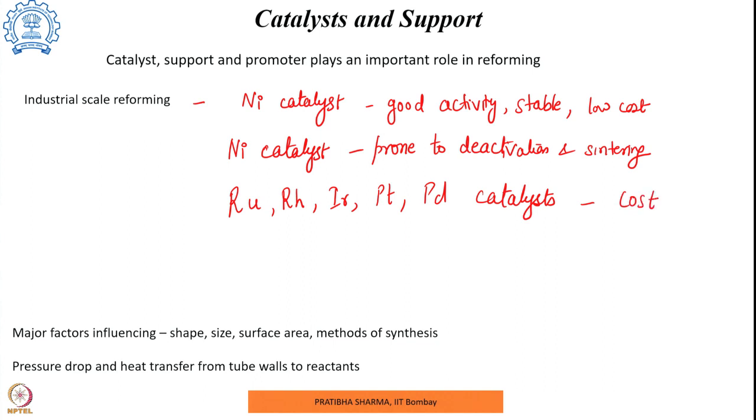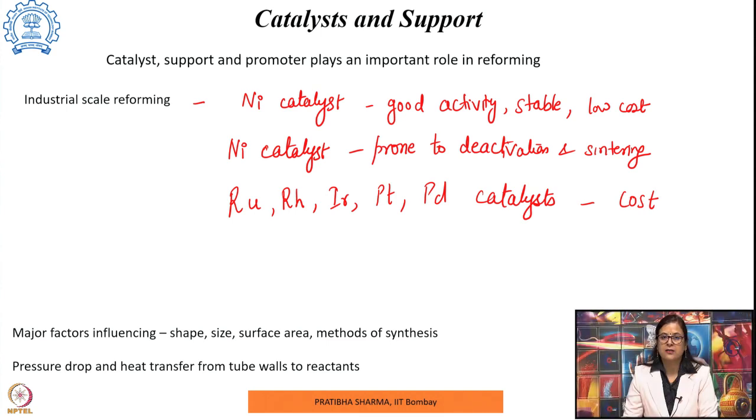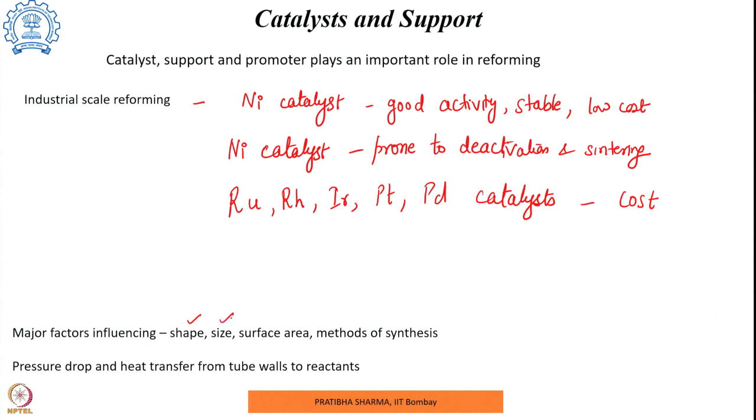Now, there are several factors which also affect the heat transfer, the pressure drop, and the conditions inside the catalyst bed. Primarily, if we look at the catalyst design, we have to consider factors like the shape of the catalyst, the size of the catalyst, the surface area associated, and the methods by which these are synthesized, which also affect the catalytic process. All these factors can affect the pressure drop and the heat transfer characteristics from the reformer tube walls to the reactant.